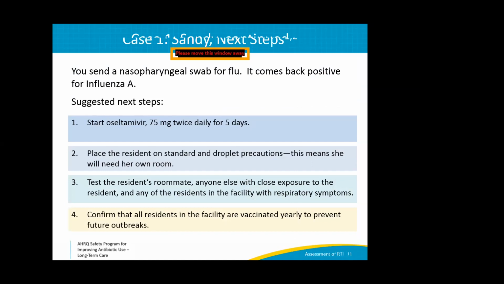So in this case, we send the flu swab and it does come back positive for flu A. This is just reviewing some of the suggested next steps that I mentioned before. We want to treat her with oseltamivir, Tamiflu, as she's presenting very early in her symptom onset and is likely to get some benefit from it. Make sure that we isolate her appropriately, test roommates and any other close contacts. And again, just to reiterate, it's important that residents in the facility are vaccinated, or at least offered and encouraged annual flu vaccination to reduce the risk of any outbreaks in the future.